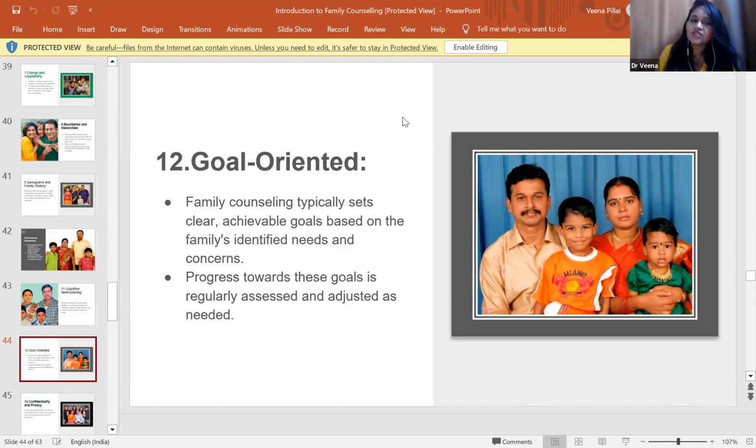Goal oriented: if ever there is any sort of situation, the marital therapist could set certain goals which are achievable based upon what needs are there. The therapist could identify that these are the needs and concerns within the family, and these are the goal settings, and they can work together. And also progress towards these goals has to be assessed periodically to see where they are in achieving the goals.